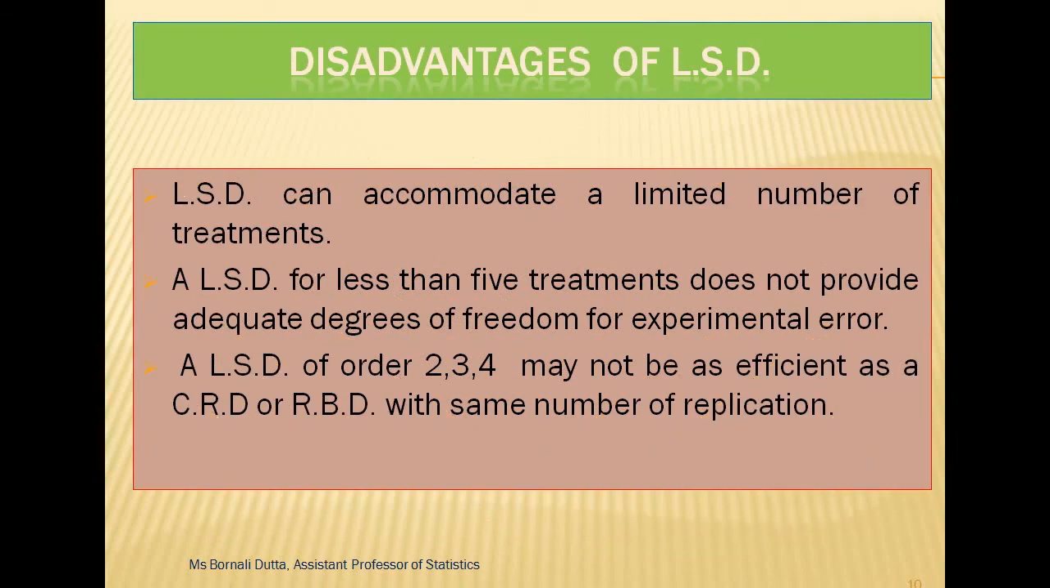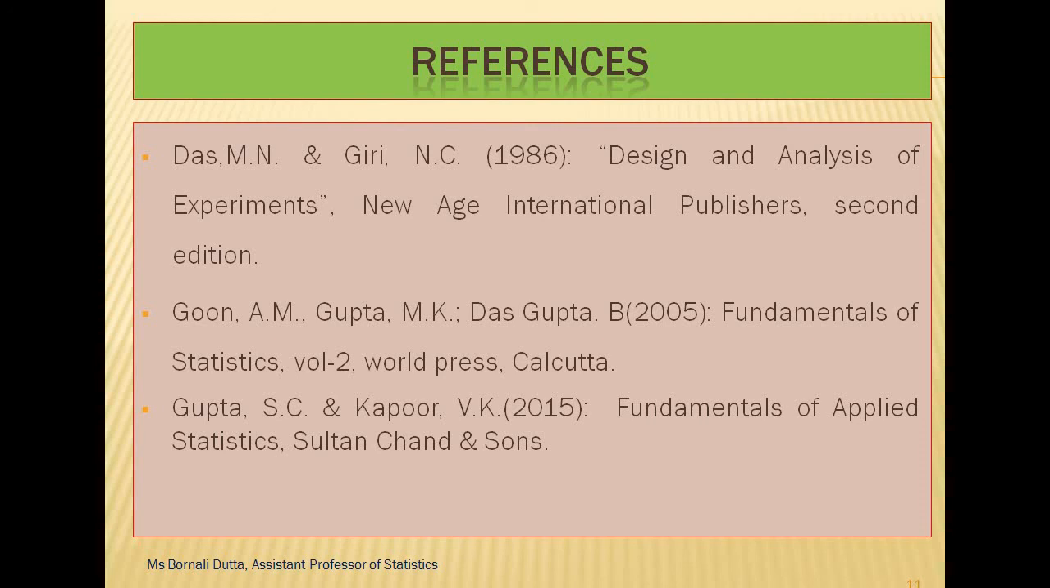The Latin square design also has some disadvantages, and these are: Latin square design can accommodate a limited number of treatments, so this design generally cannot accommodate more than 10 treatments. Another disadvantage is that a Latin square design for less than 5 treatments does not provide adequate degrees of freedom for experimental error. And another disadvantage is that a Latin square design of order 2, 3 or 4 may not be as efficient as a completely randomized design or randomized block design with the same number of replications.